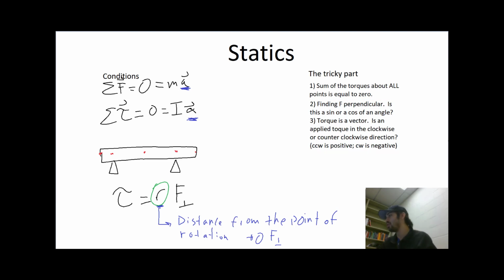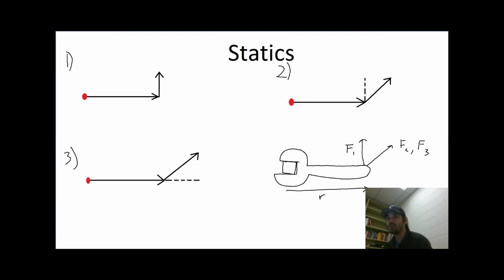So the next thing I'd like to do is to talk more about this point. How do I know whether F perpendicular is going to be a sine or a cosine, or maybe there's not a trigonometric identity there at all? Okay, let's see how that works. So we want to investigate that point 2 that I had on the previous slide, and that's when I want to find F perpendicular, is that going to be a sine, a cosine, or not going to be either one of them?